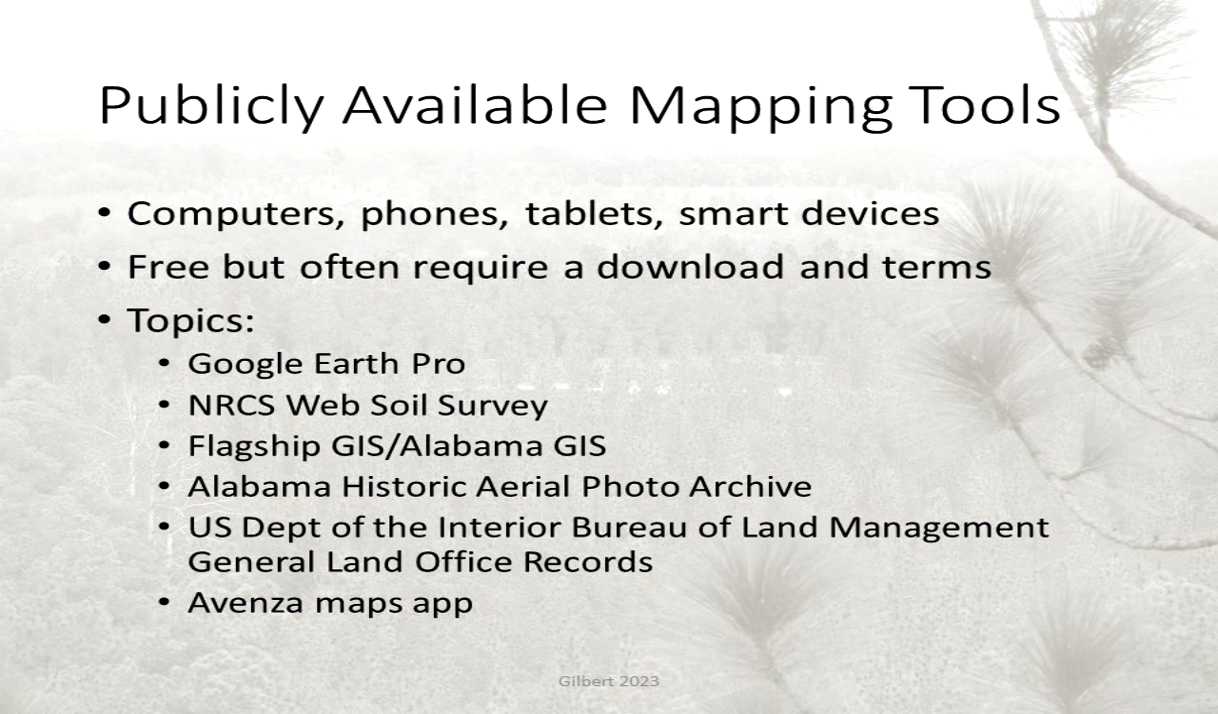So Google Earth Pro, the NRCS Web Soil Survey. If you're ever interested in soils information, you cannot miss that one. That is a great source of information. For property searches and information, Flagship GIS or Alabama GIS is a way to tap into that for the counties that are available. If you're interested in historical information, the University of Alabama has a historic aerial photo archive, and I'll show you some parts of that. If you're interested in land patents or history about the property, like who was the first landowner, you can track that back down through the Bureau of Land Management, General Land Office records. And the last one I'll talk briefly about is Avenza Maps, and they have a free version and some subscription versions. And I'll talk a little bit more about it in the breakout, but it's a pretty cool app as well.